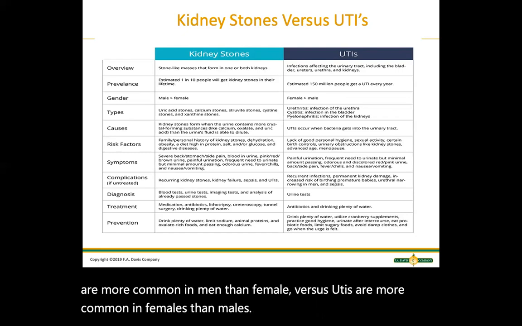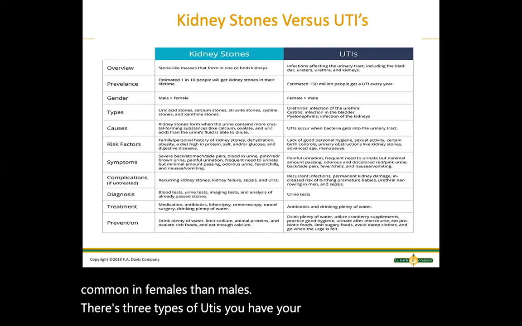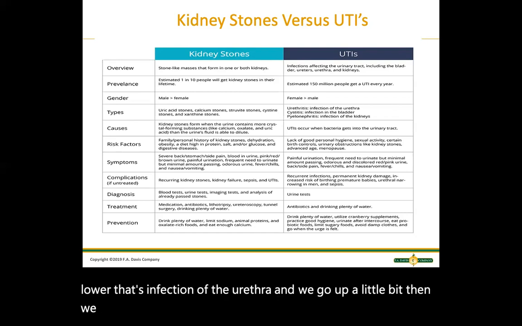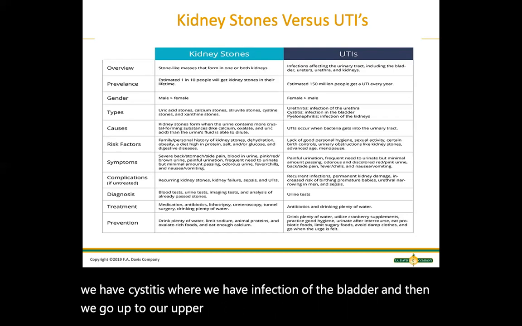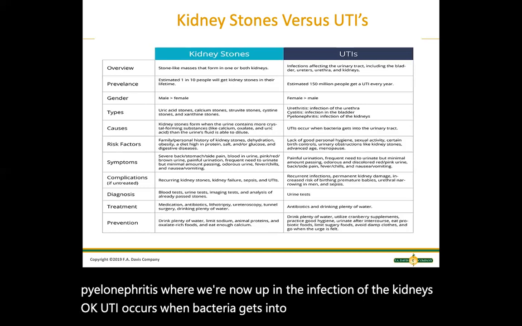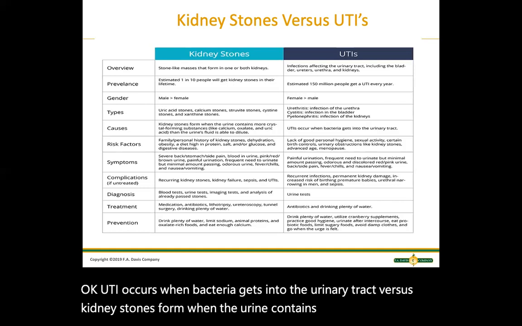There are 3 types of UTIs. You have urethritis, the lower one, which is infection of the urethra. Then we go up a little bit to cystitis, where we have infection of the bladder. And then we go up to our upper urinary tract infections, which is pyelonephritis, where we're now up in the infection of the kidneys. A UTI occurs when bacteria gets into the urinary tract, versus kidney stones, which form when the urine contains more crystal-forming substances than the urine's fluid is able to dilute.